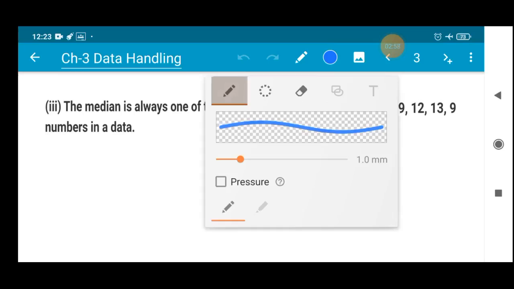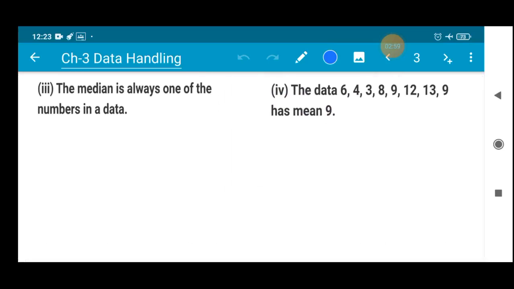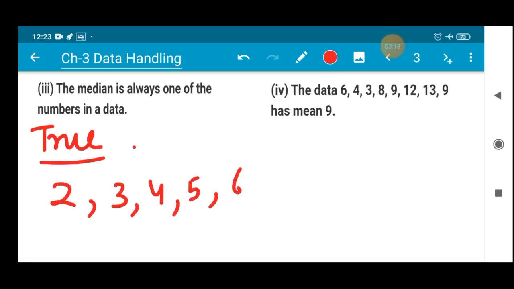Proceeding forward, number 3: the median is always one of the numbers in the data. The statement is absolutely true. Why? Because the median, like the mode, we select from the given observations only. Suppose you have 2, 3, 4, 5 and 6.